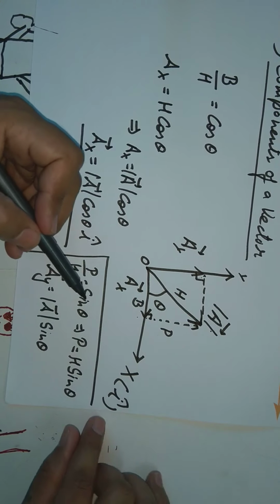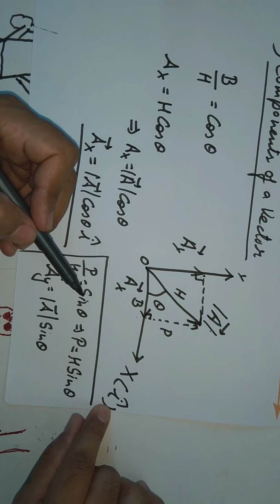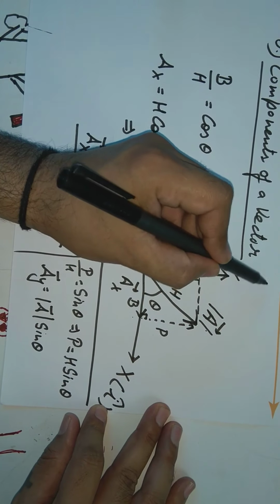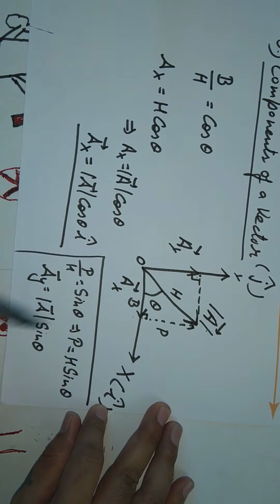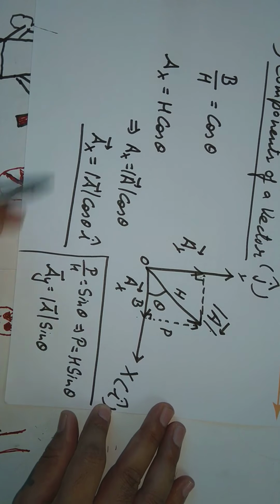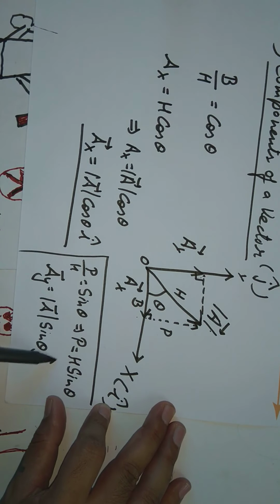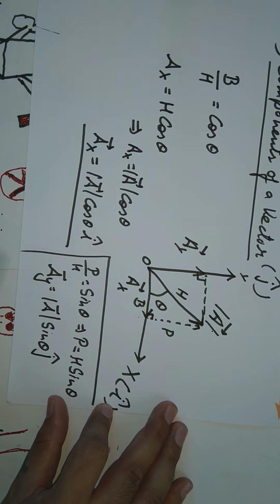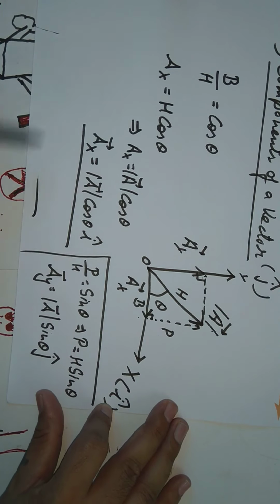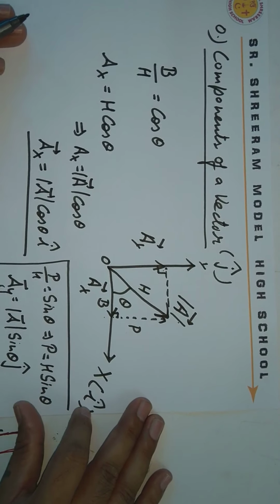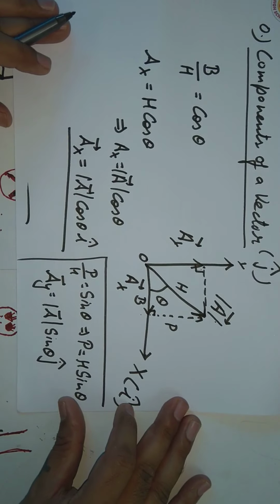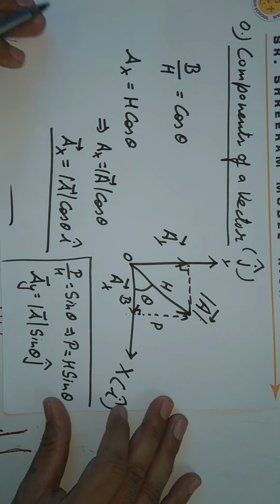As we represent the x-axis with i cap, we represent the y-axis by j cap. It is the unit vector along the j direction. So I will put a j cap here too. This is how we do components of a vector.